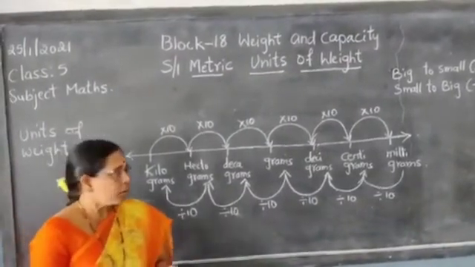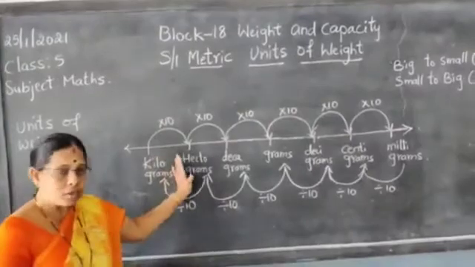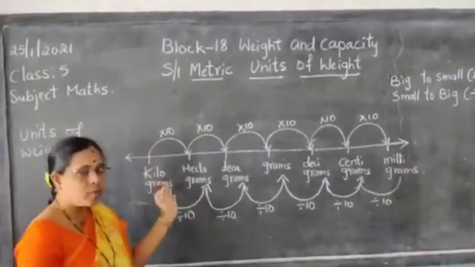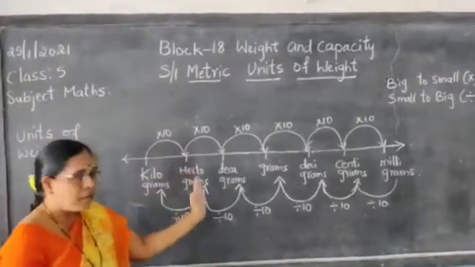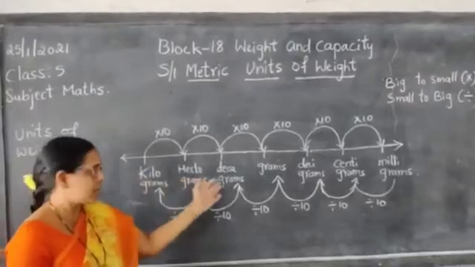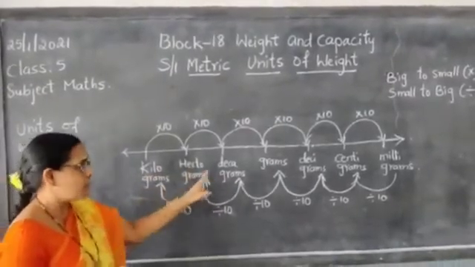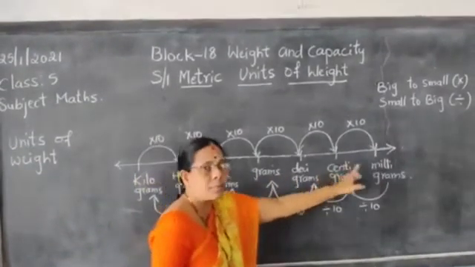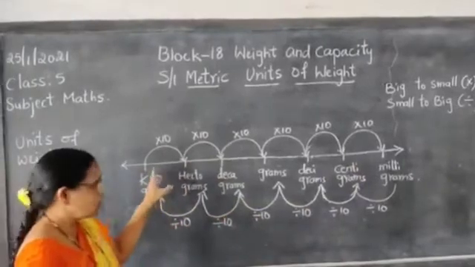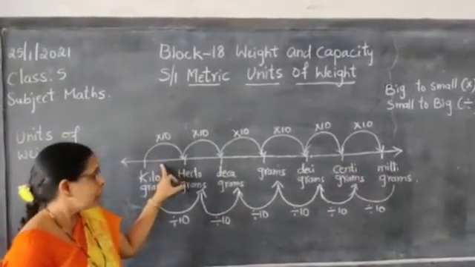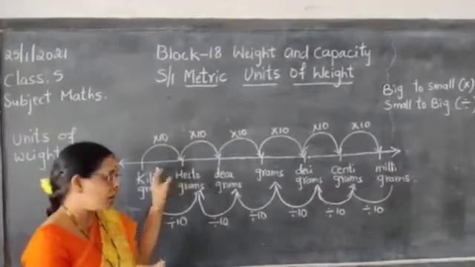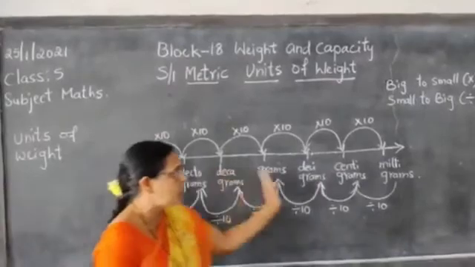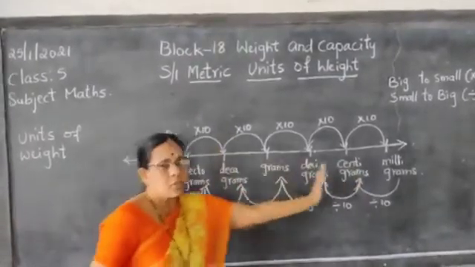Do you remember units of length? These are the units of weight. In the units of length we write kilometer, hectometer, but in weight we write kilograms, hectograms, like that. So kilograms, hectograms, decagrams, grams, decigrams, centigrams, milligrams. Okay, and you know children, in length what we did? When you are converting bigger unit to smaller unit, left to right, we start from kilograms to milligrams, bigger unit to smaller unit.